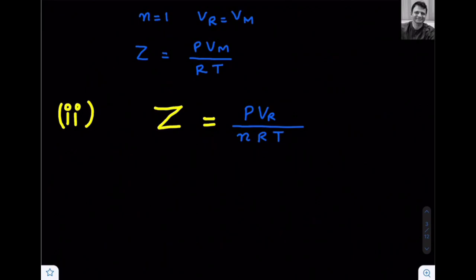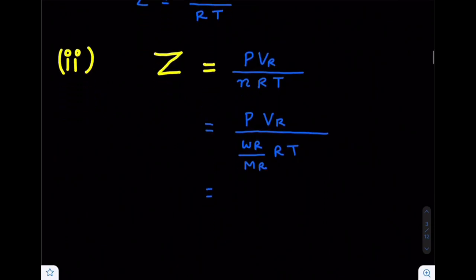So while writing the formula, we already know that pressure, temperature and number of moles of ideal gas and real gas are the same. Now from here we can write the number of moles of real gas as mass of real gas upon molar mass of real gas, into universal gas constant into temperature, and in the numerator we can write pressure into volume of real gas. And we can further simplify this: mass of real gas upon volume of real gas is the density of the real gas. So we can write pressure into molar mass of real gas upon density of real gas into RT.